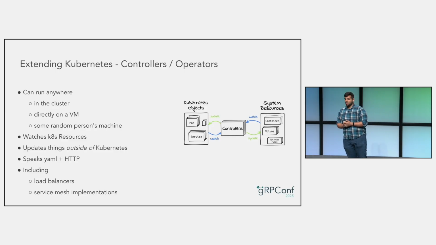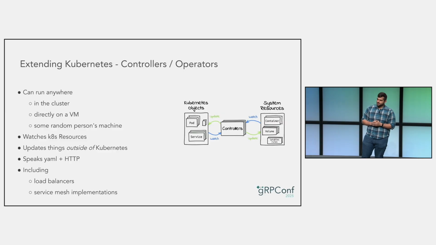The first kind of plugin is called a controller or operator. These are apps that can run anywhere as a workload, in the cluster, directly on a VM, or even on your desktop. They speak the standard Kubernetes idiom of YAML over HTTP. They watch for changes in resources that Kubernetes keeps track of and make changes in the outside world based on the contents of those Kubernetes resources.